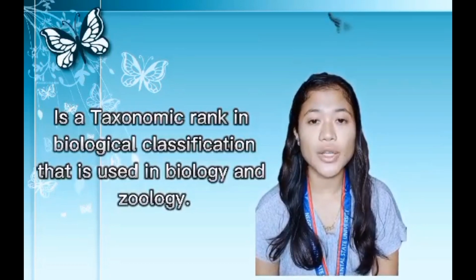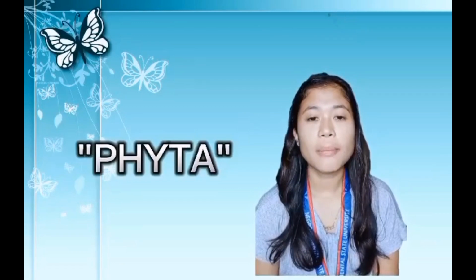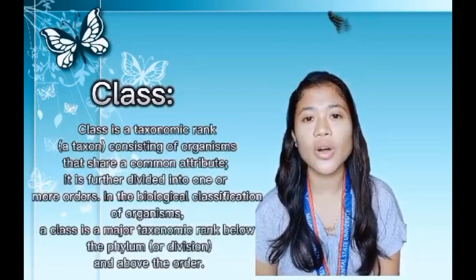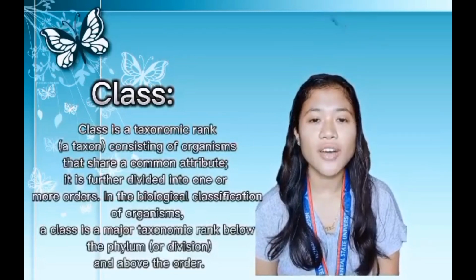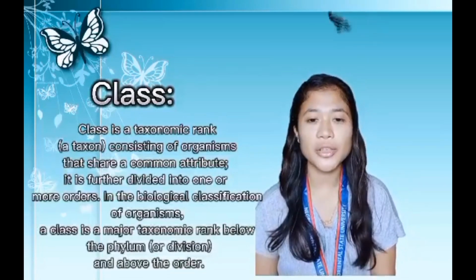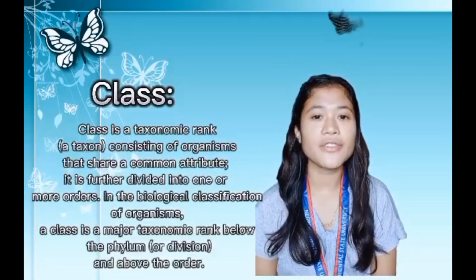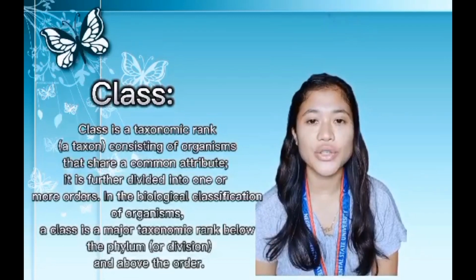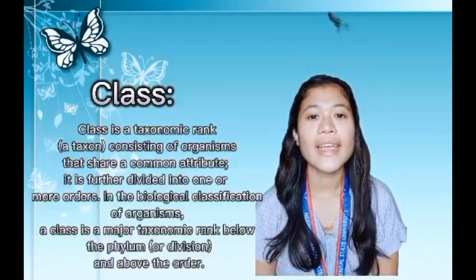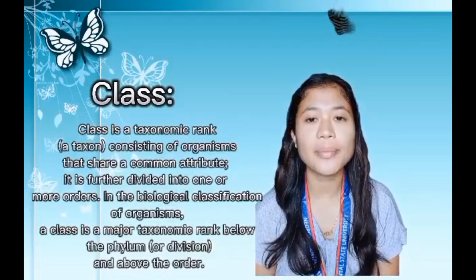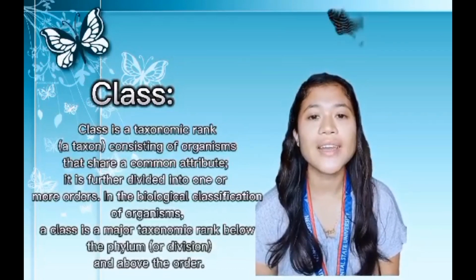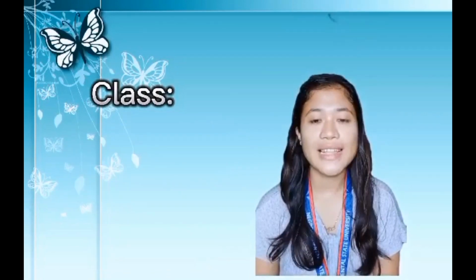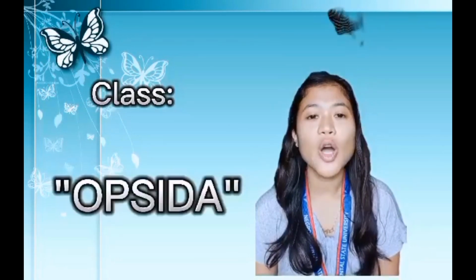When we use division, it will always end with phyta. Class is a taxonomic rank or a taxon consisting of organisms that share a common attribute. It is further divided into one or more orders. In the biological classification of organisms, a class is a major taxonomic rank below the phylum or division and above the order. When we use class, it always ends with opsida or ae.